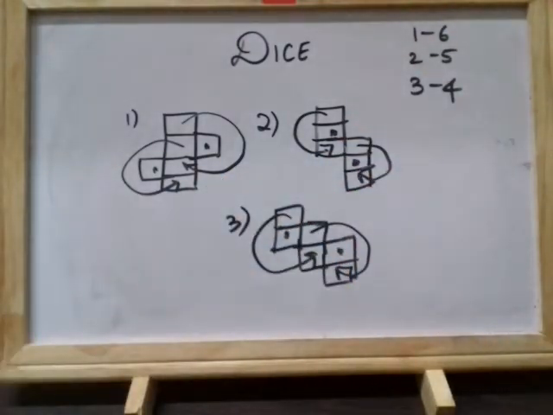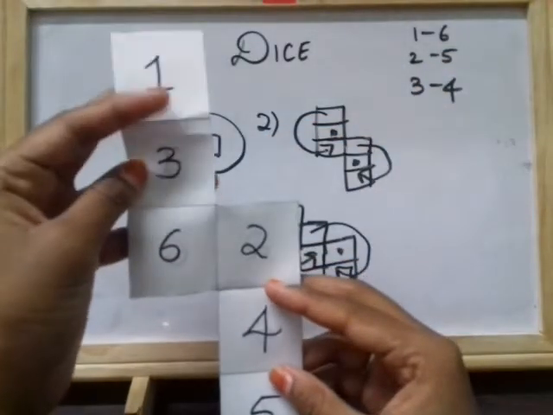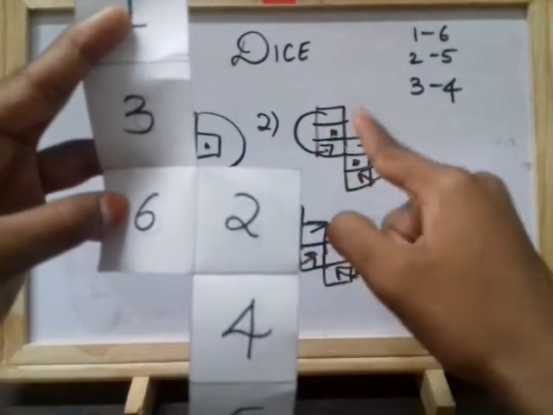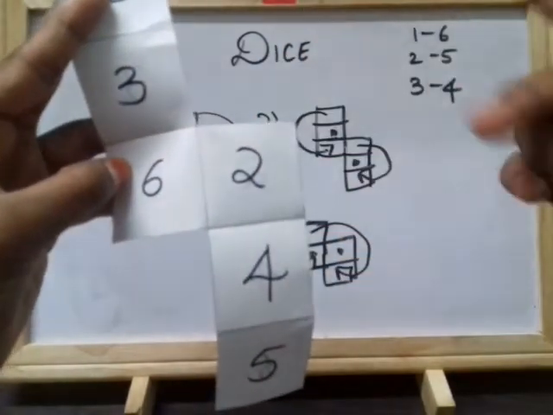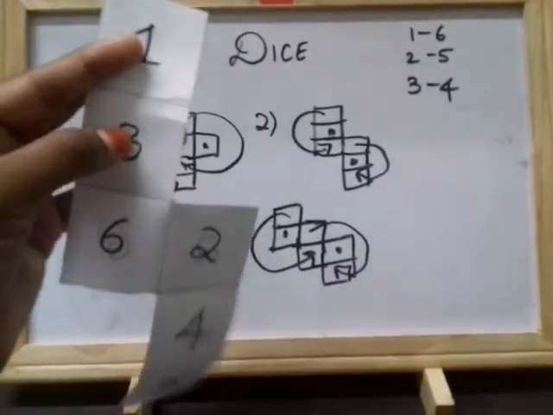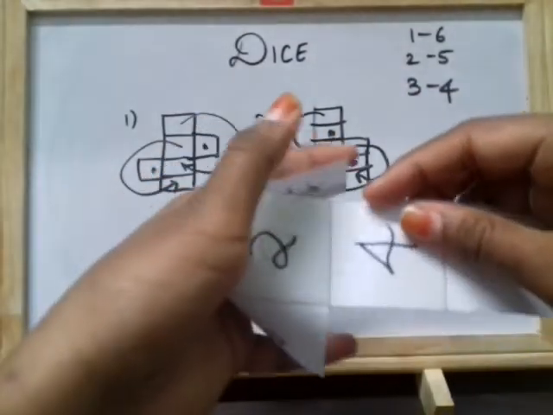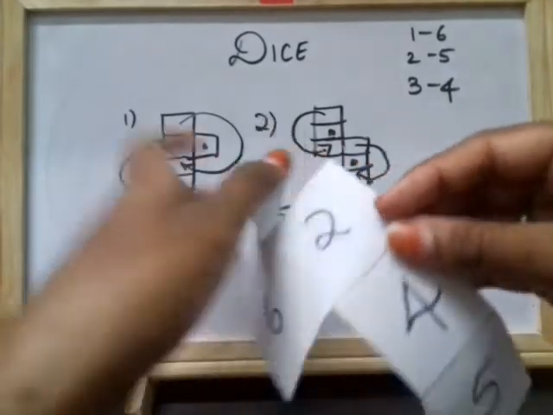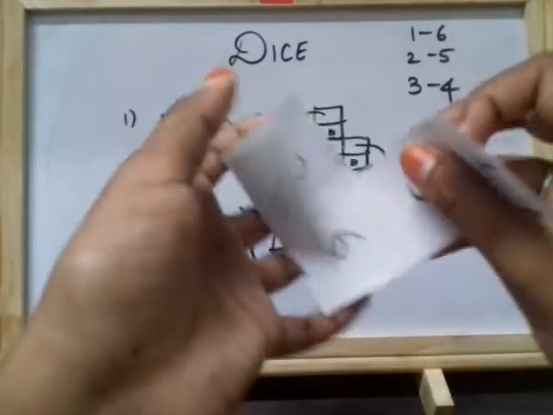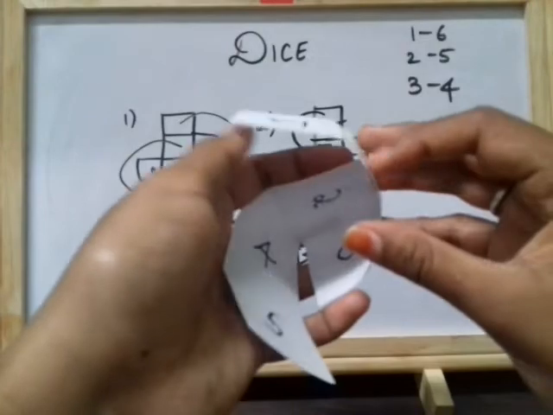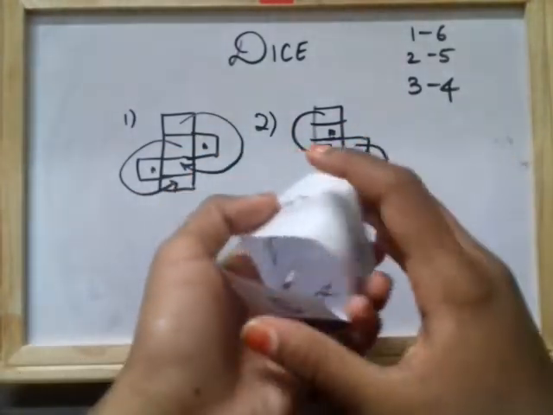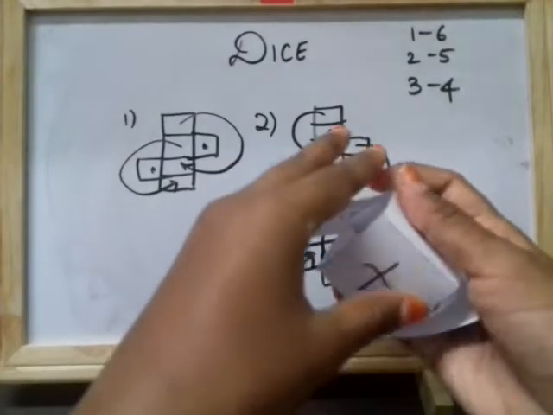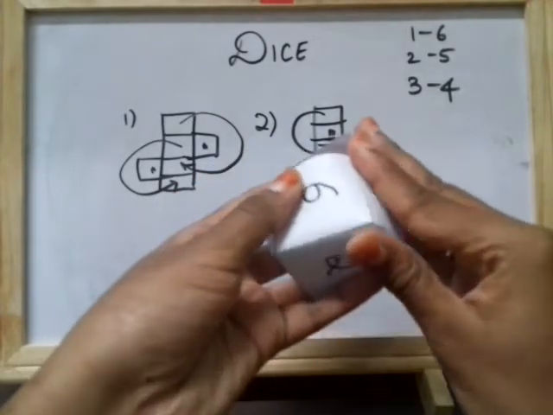And next, the second type, it is this one. 1 is opposite to 6, this face is opposite to this face. 2 is opposite to 5, this face is opposite to this, and the remaining two are opposite to each other. And again, when we make a fold, again this piece results in a standard cube.